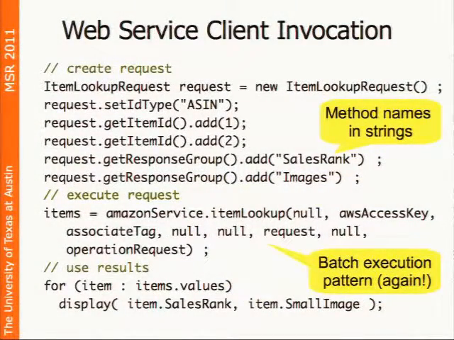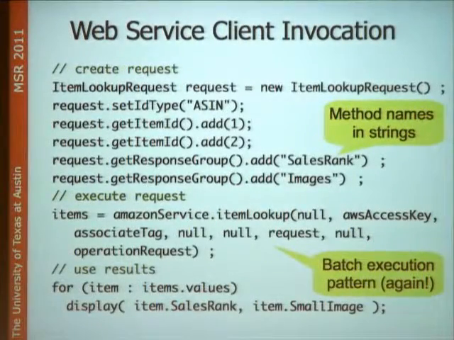It's explicit metaprogramming. You have to construct the request object as abstract syntax and then send it over to the server. And you have to write an interpreter. Every single API call has a different interpreter. So this is the batch execution pattern again. And again, here we are. We finally get down to outputting the rank and the image.